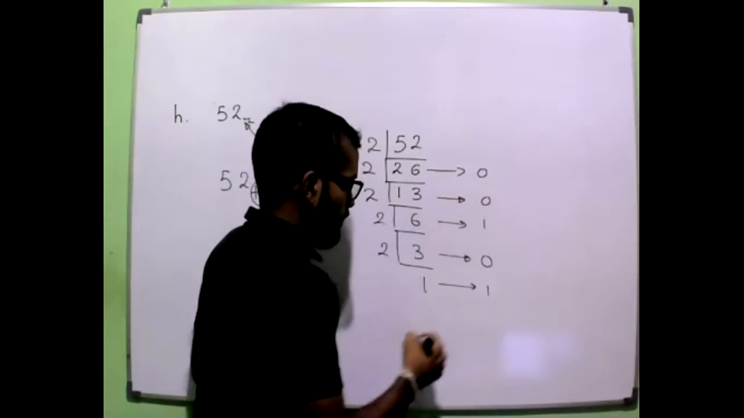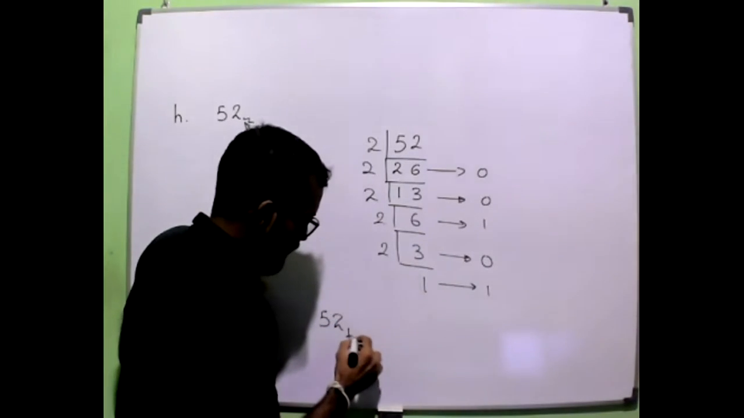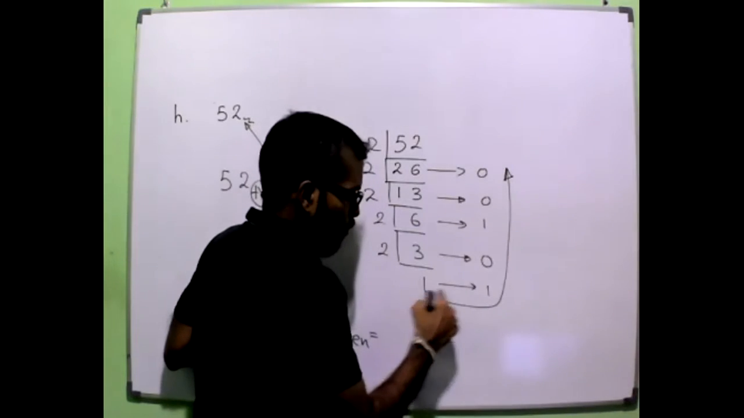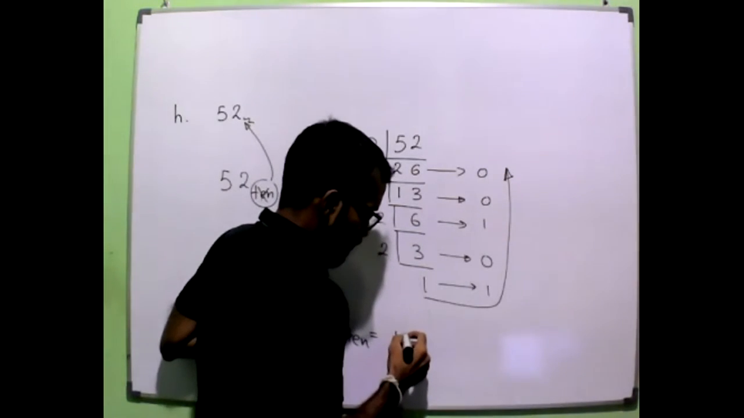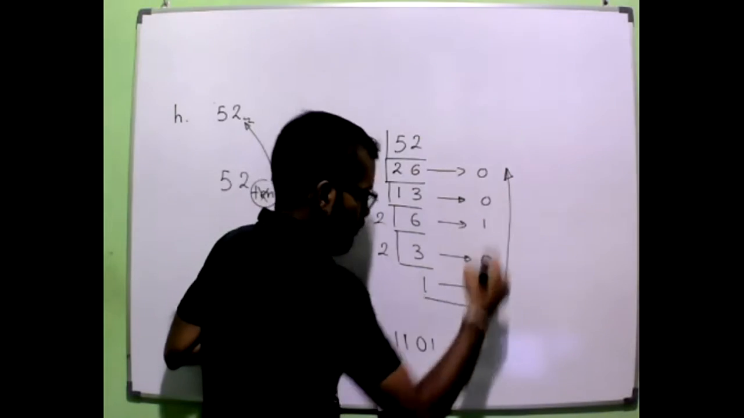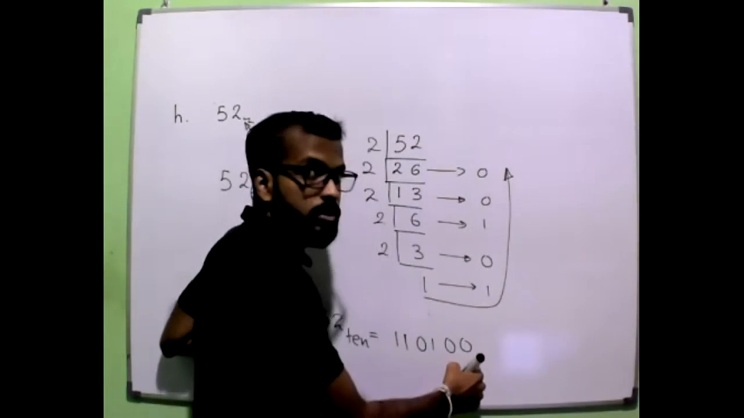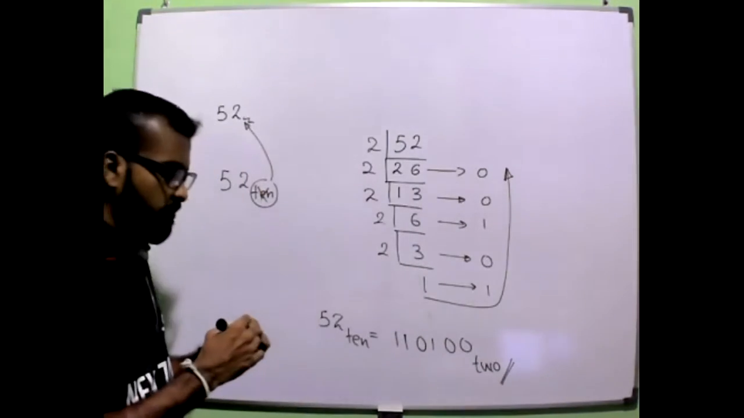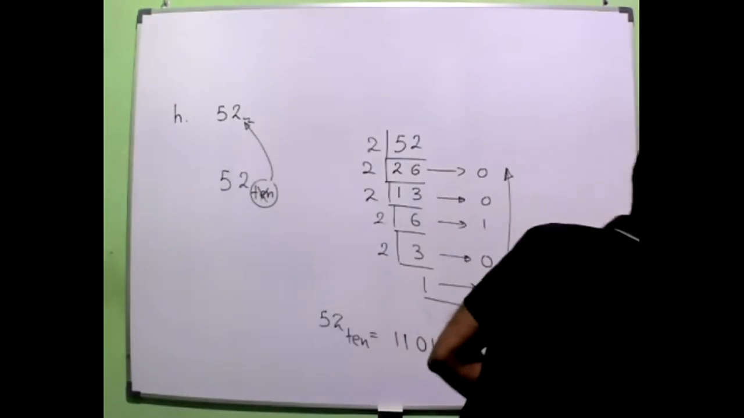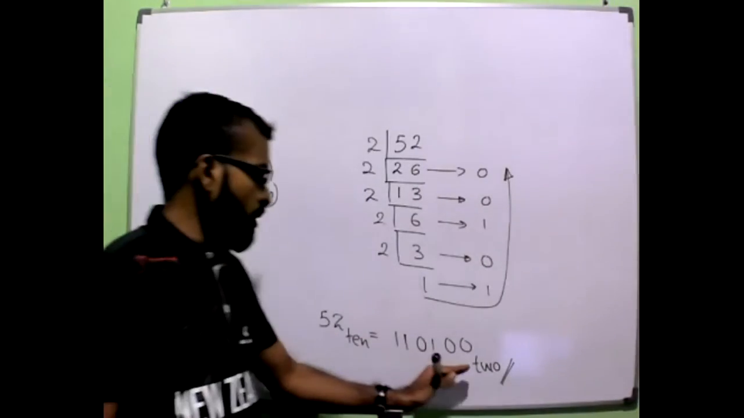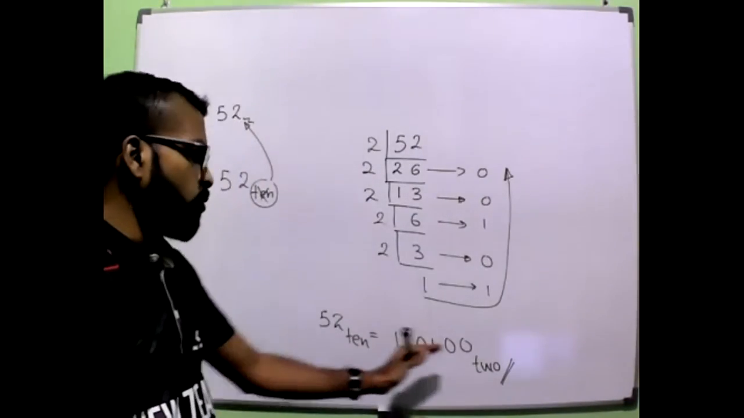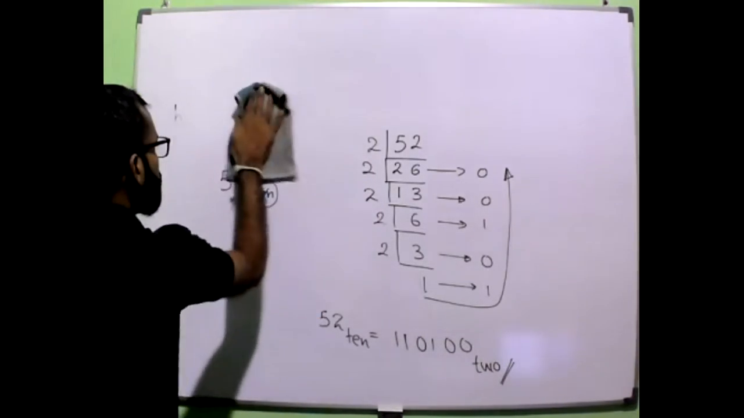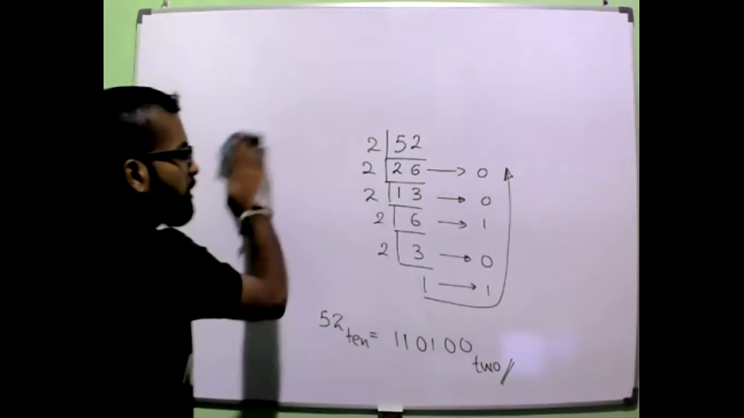So now I can write 52 base 10 equals, reading from here to here, 110100. Don't forget the base. The base is 2. So this should be the answer for that. And this is how you are going to convert base 10 numbers into base 2 numbers, that means base 10 to binary. I think it is very easy. So I am not going to do more from that.